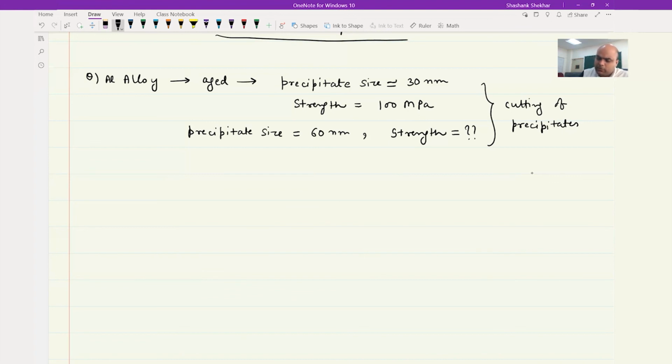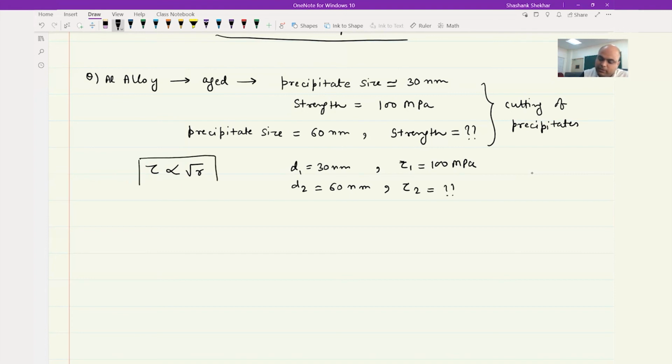Okay, so it is very simple, right? We discussed before that tau is directly proportional to root r. So you know what the size is here, right? Say we consider the size to be diameter d, which is 30 nanometer, so you know d1, and remember r is the radius here, right? So d1 is known and d2 is known, and the strength corresponding to d1, say tau1, is known, 100 MPa. So you have to figure out what tau2 is.